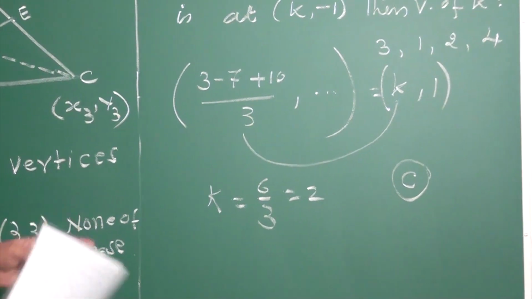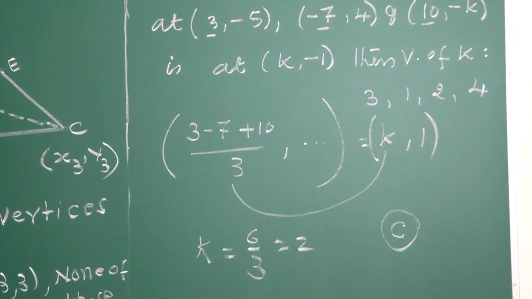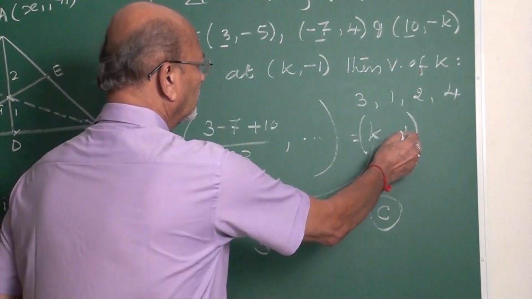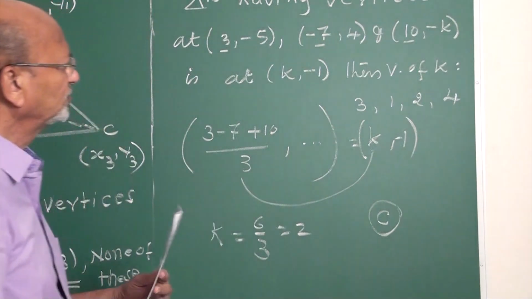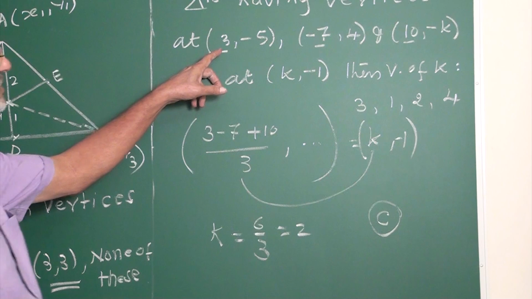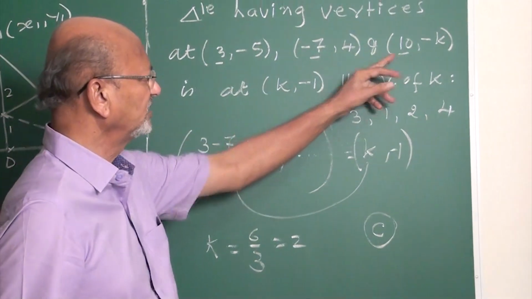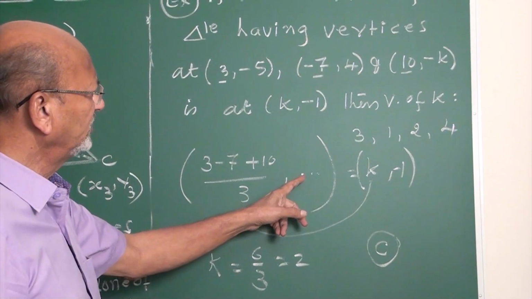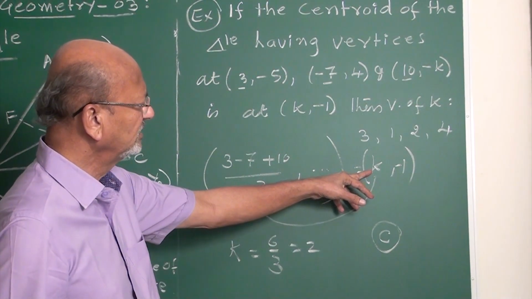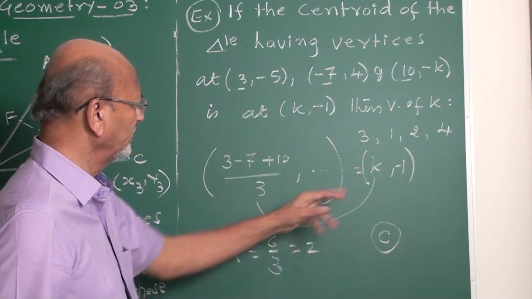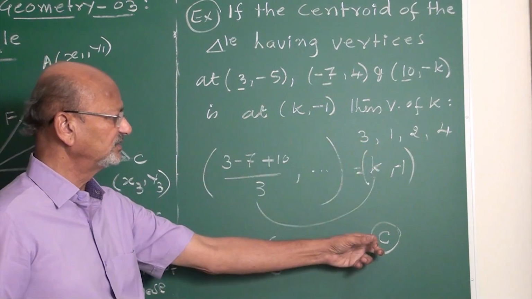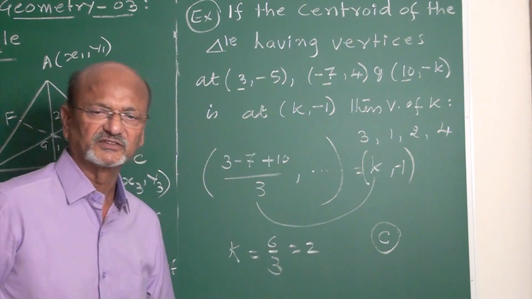I hope you understood. G is given as (k, minus 1). What are the coordinates? Add x coordinates: 3 minus 7 plus 10 upon 3. We have no interest in the y coordinates, so don't spend time writing them. Why? Because in the first place, it is the x coordinate. Therefore, k equals 6 upon 3, which means 2. So option C is the answer.